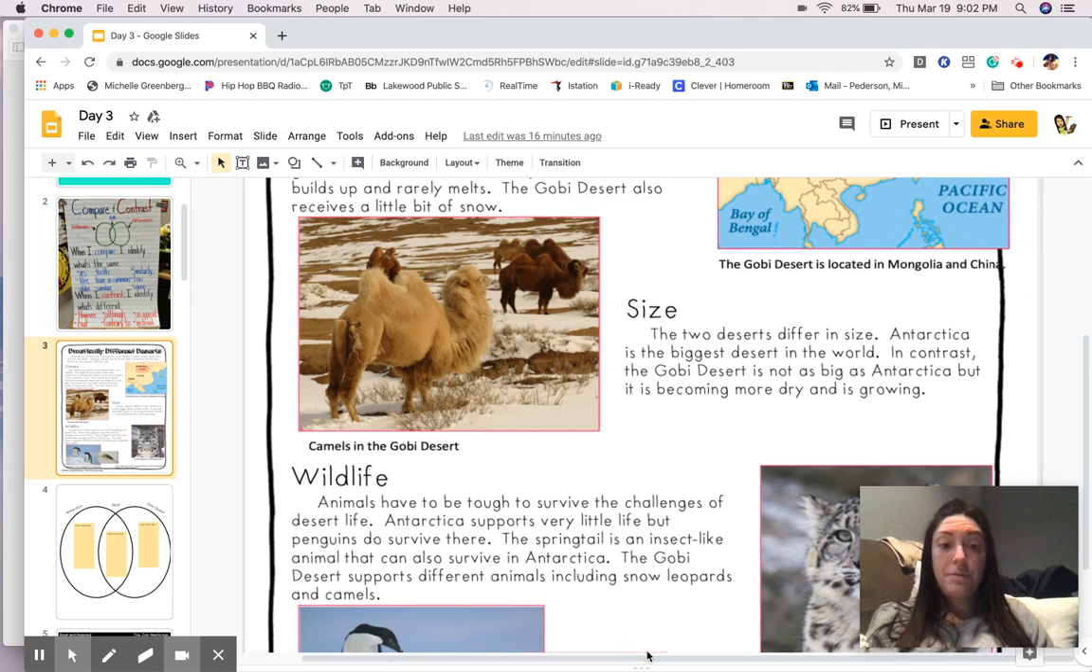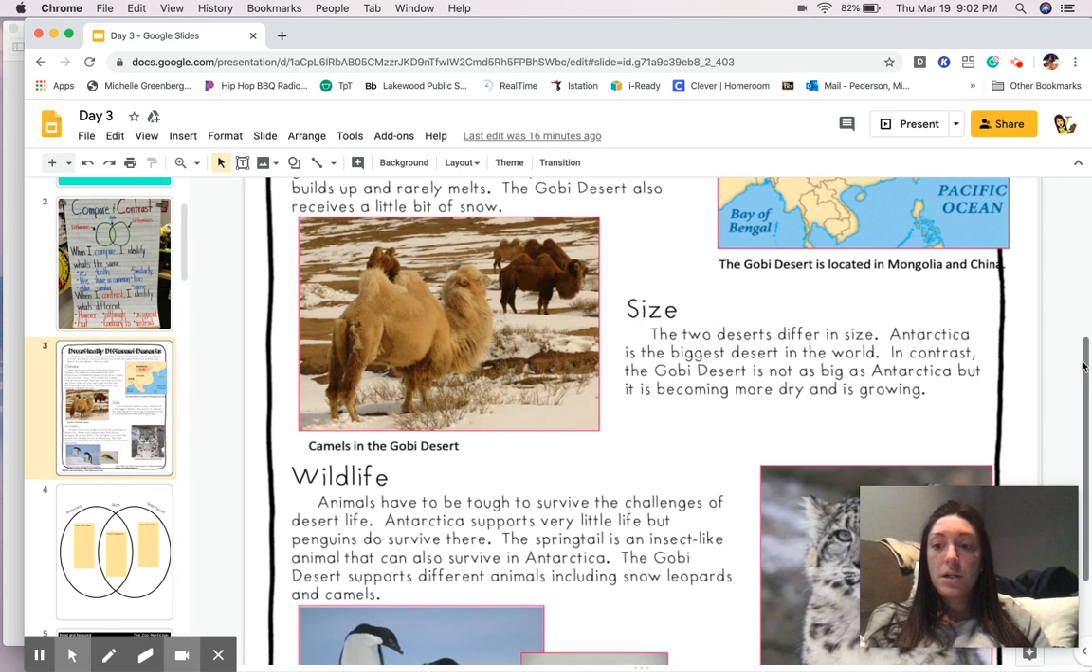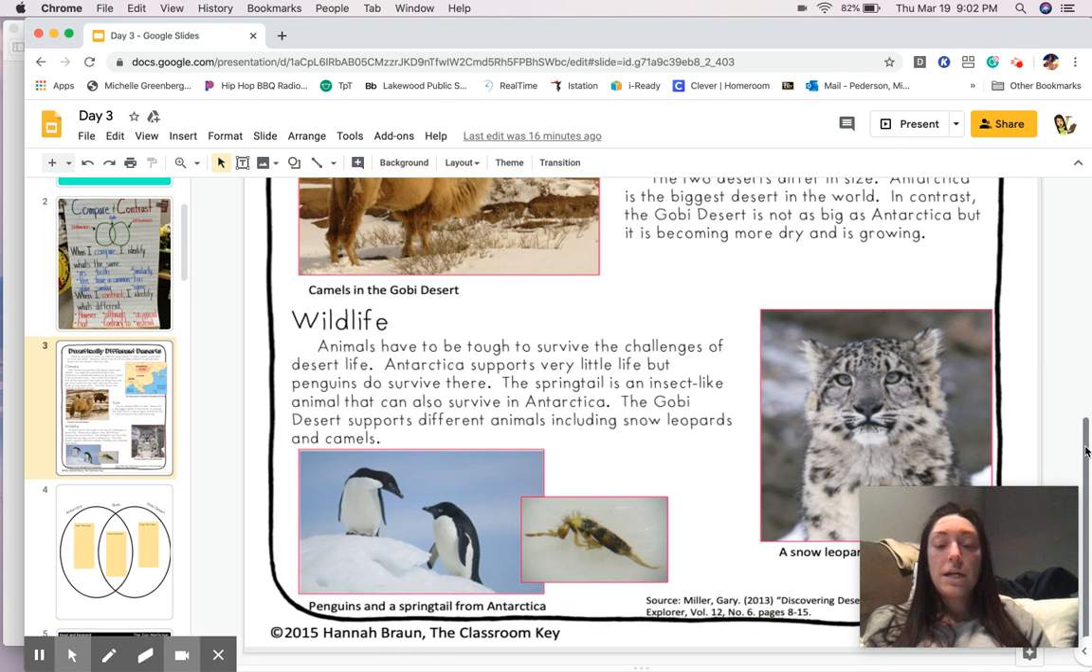The wildlife. Animals have to be tough to survive in the challenges of desert life. Antarctica supports very little life, but penguins do survive there. The springtail is an insect-like animal that can also survive in Antarctica. The Gobi Desert supports different animals, including snow leopards and camels.